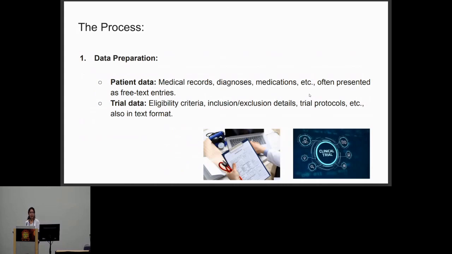It actually has three steps. The first is preparing the data that we have. On one side, the patient data, which includes the medical records and the past history of the patients. And on the other side, we have the trial data, which includes all eligibility criteria, the inclusion and exclusion.